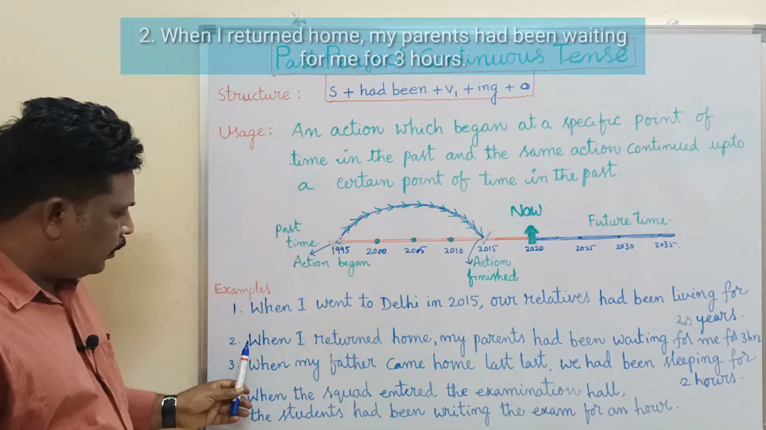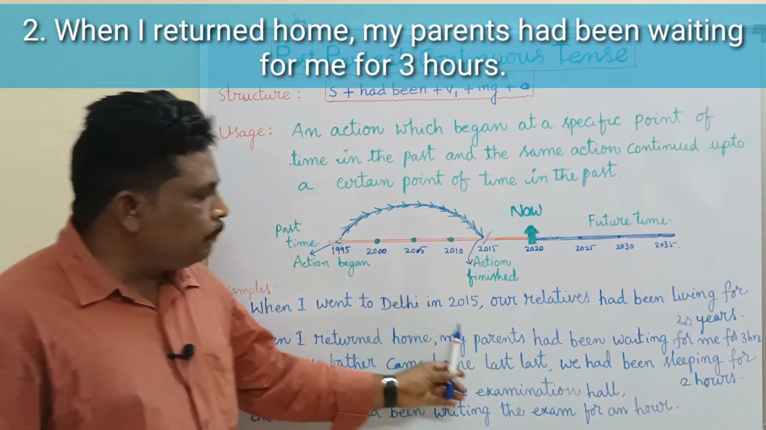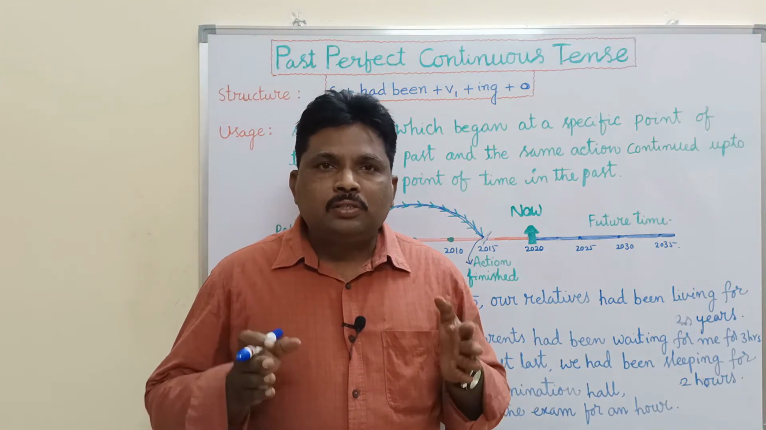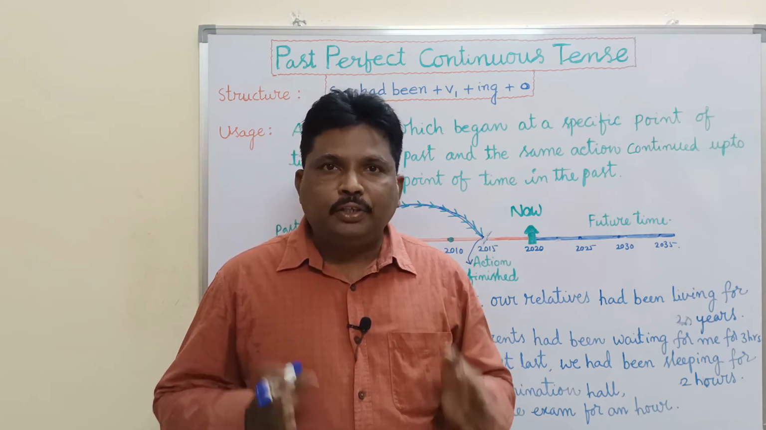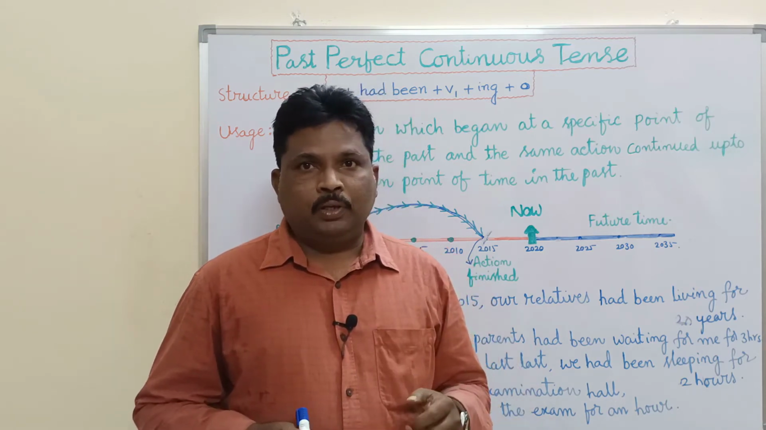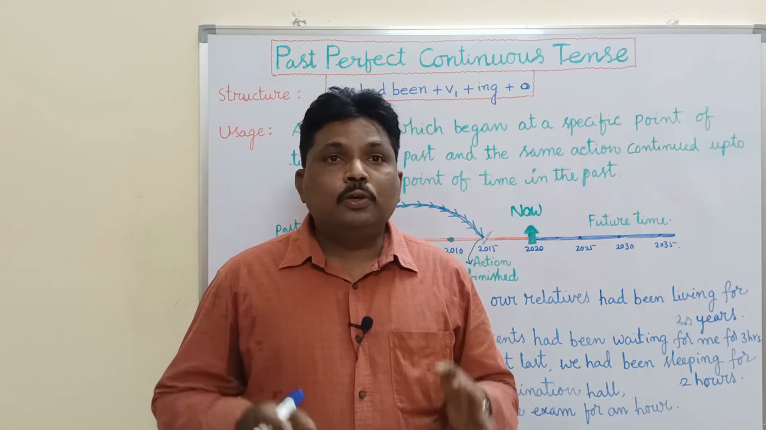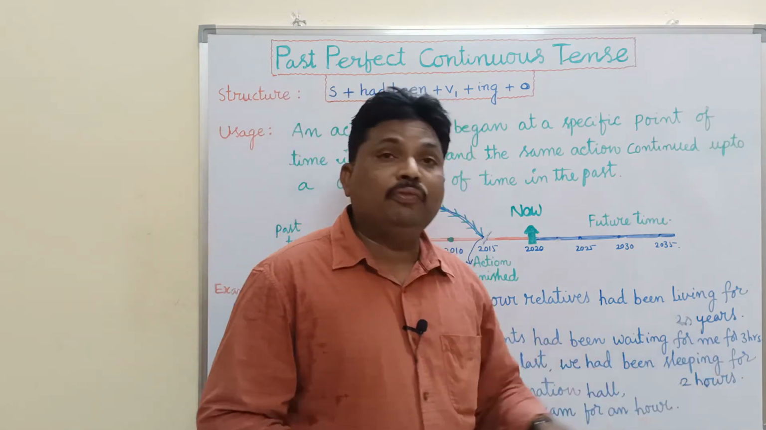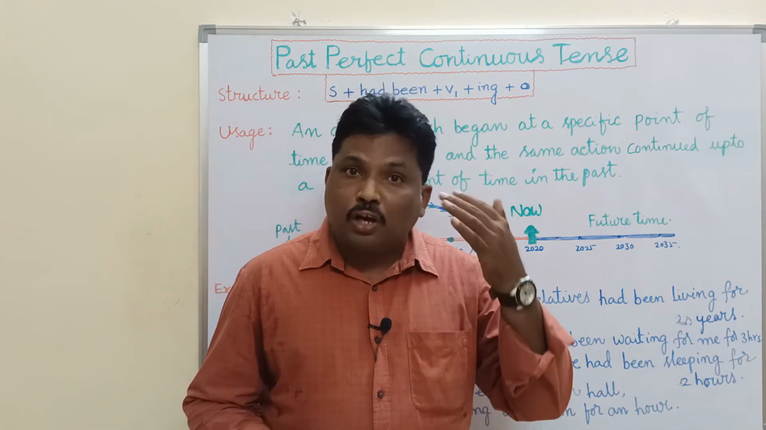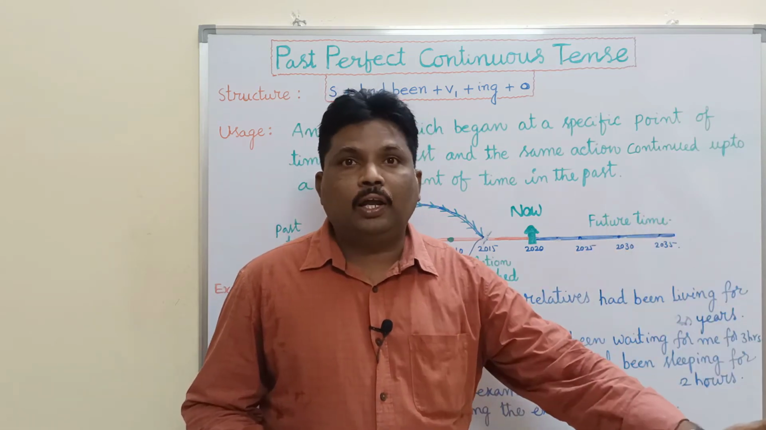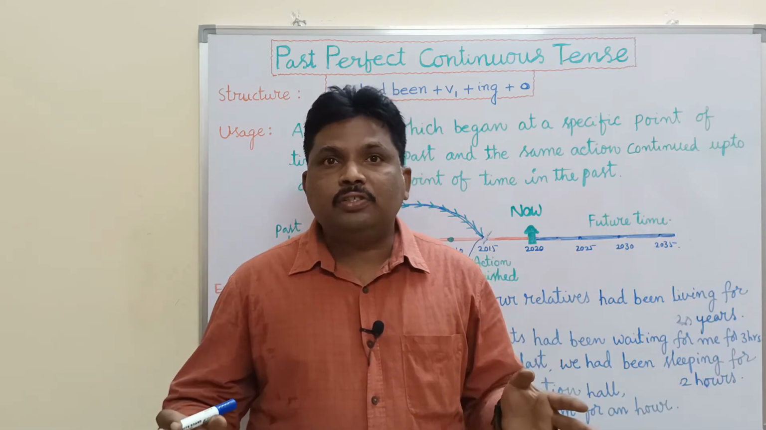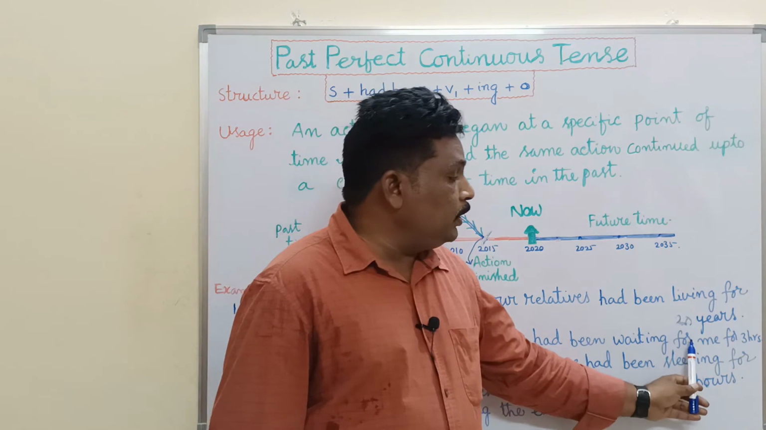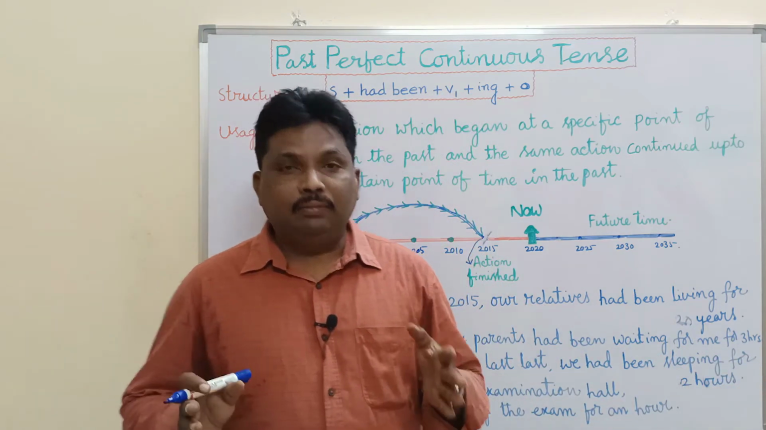Look at the second example. When I returned home, my parents had been waiting for me for 3 hours. For example, last night I went home. I returned home at 11 o'clock. So by the time I returned home, my parents had been waiting for me for 3 hours. My parents started waiting for me at 8 o'clock, 9, 10, 11, 3 hours they waited. So we can say, when I returned home, my parents had been waiting for me for 3 hours.